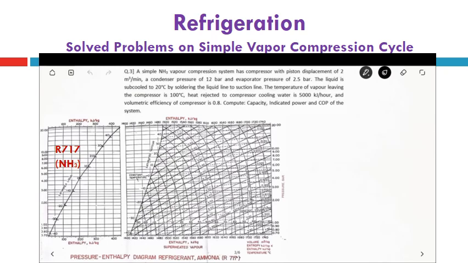The white area is dedicated for your solution, and the pressure enthalpy diagram of the used refrigerant ammonia R717 is presented here with the pressure and enthalpy axes. The pressure is shown using bar units and the enthalpy using kilojoule per kilogram. The next slide will present the solution of this problem.